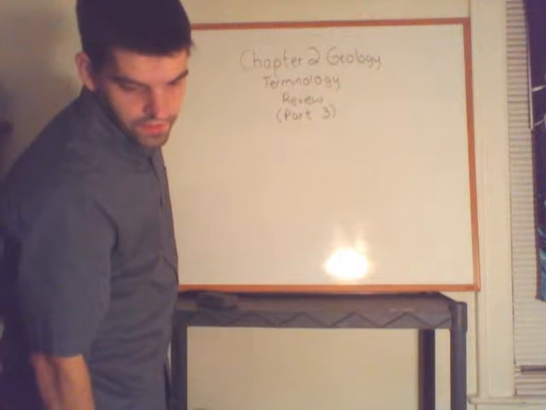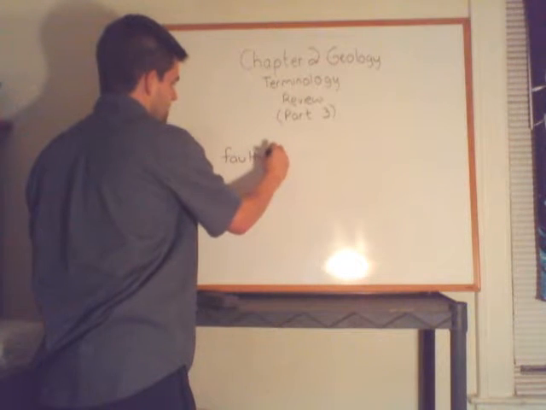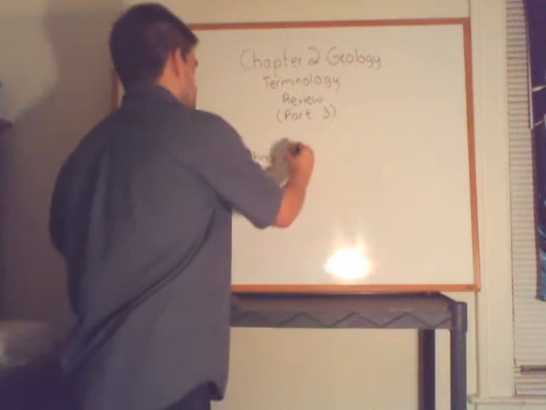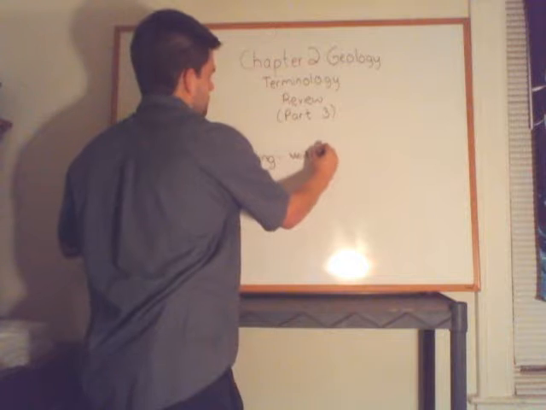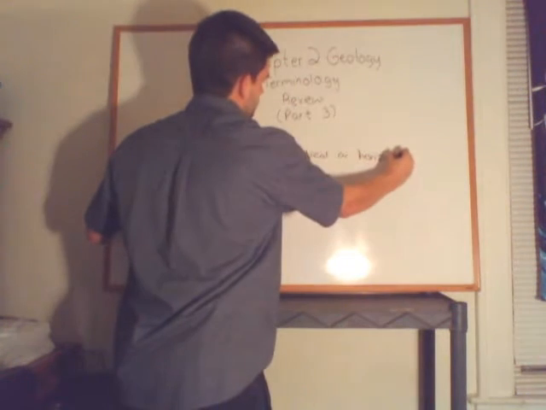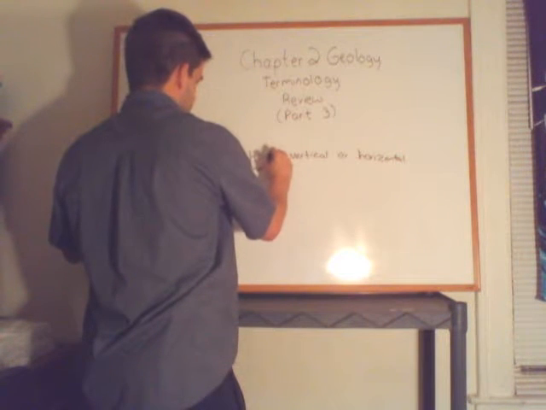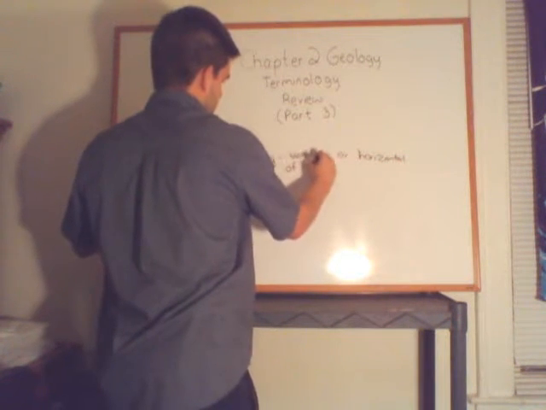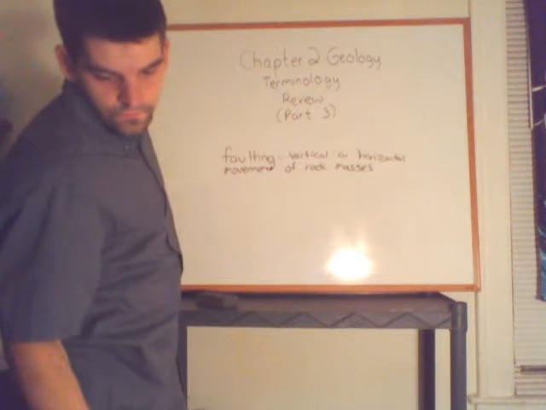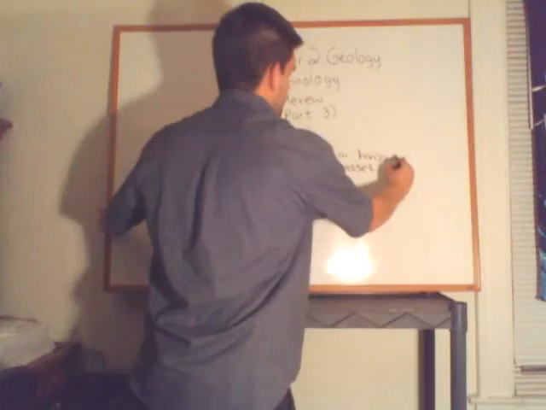Alright, let's look at one more definition, which is faulting. Faulting is defined as vertical or horizontal movement of rock masses along a fault due to tectonic earthquakes.